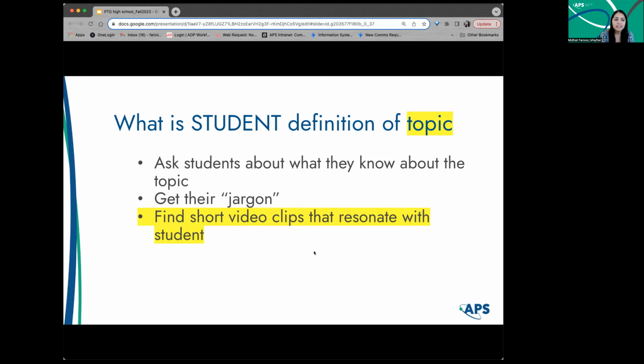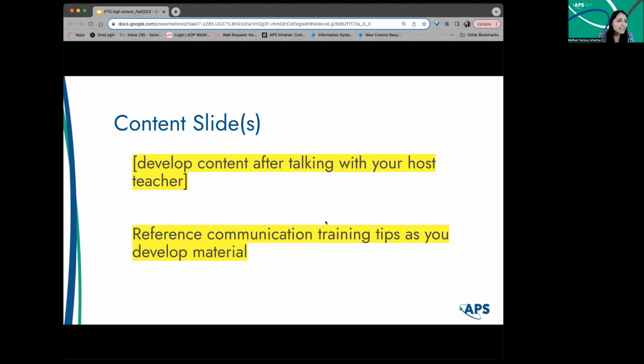If you do end up doing this before the classroom visit, so definitely do this during the visit, but if you happen to ask the teacher about some of the jargon that the students are using, maybe you can find a short video clip that uses similar words, or, you know, just a fun interactive thing that you can present to them that will resonate with the students. This is optional, of course.